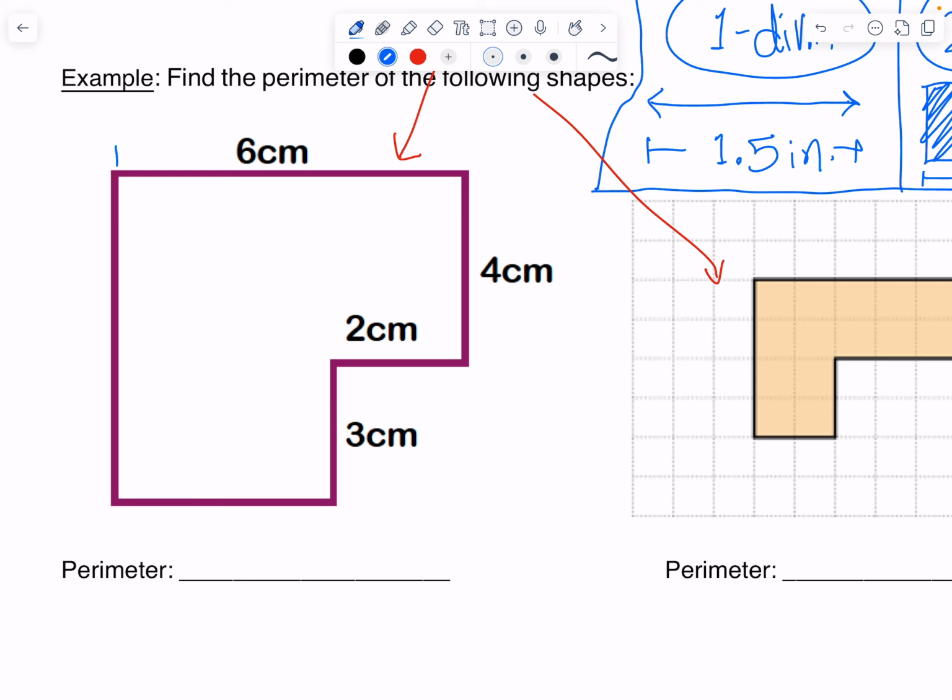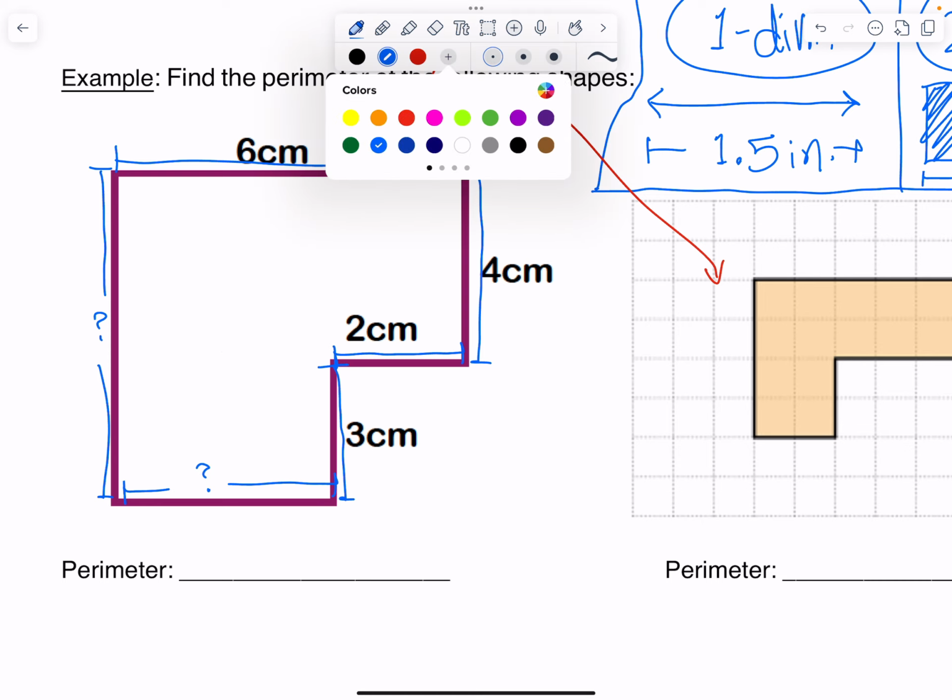So it looks like they're specifying this distance here, which is nice, and then this distance here, this distance here, this distance here, but I don't know this distance from here to here. And then that last long leg of the perimeter, I don't know that either. So there are some things I won't know, but I think I can infer them, which is nice.